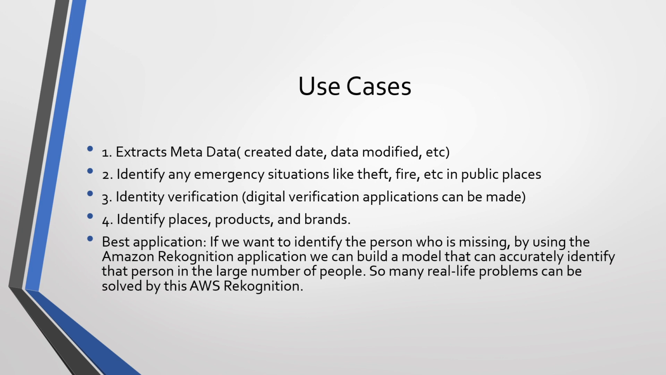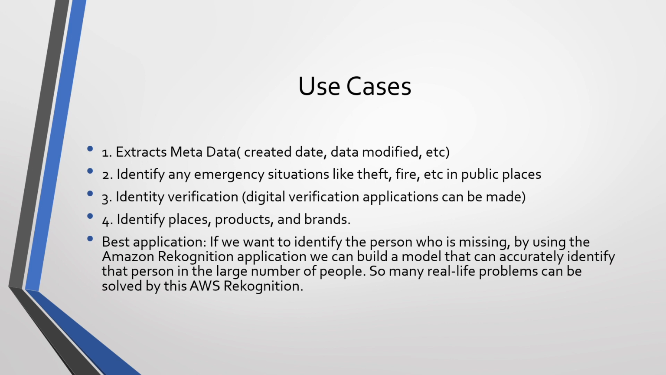And the next is identity verification. This is very useful because if our locker opens only if the person who comes there is you, it has many applications, right? So like that, there are different applications. The next is identifying places, products, and brands. If you visited some places on a trip long back but forgot the name after years, our model can help you recollect those memories by identifying which place you visited at that time.